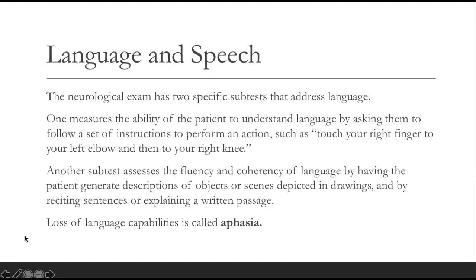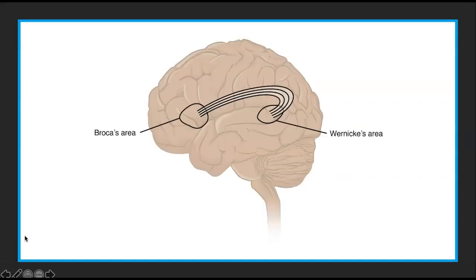Another subset assesses the fluency and coherency of language by having the patient generate descriptions of the objects or scenes depicted in a painting or a drawing, or reciting sentences back or explaining a written passage. If you have any loss of language capabilities, that's called aphasia. And there's a few different types of aphasia, and depending on what type you have, different areas of the brain could be affected. And so there's two areas, the Broca's area and the Wernicke's area.